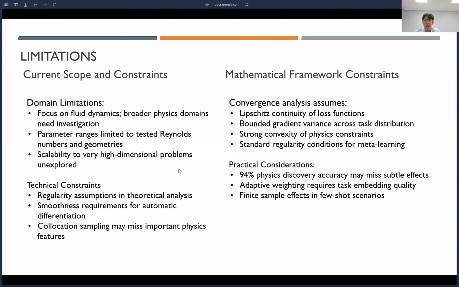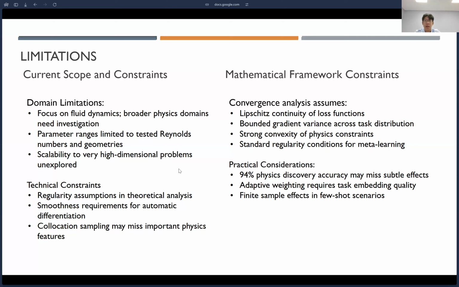And then the mathematical framework limitations mean the convergence analysis assumes Lipschitz continuity of loss functions, bounded gradient variance across the task distribution, the complexity of physics constraints, and the standard regularity conditions for meta learning. And so the practical considerations: even though it's 94% accuracy, this might miss subtle effects, and adaptive weighting requires task embedding quality and finite sample effects in few-shot parameters. So it's important: essentially, the model is only specific to fluid dynamics and needs validation in other domains.